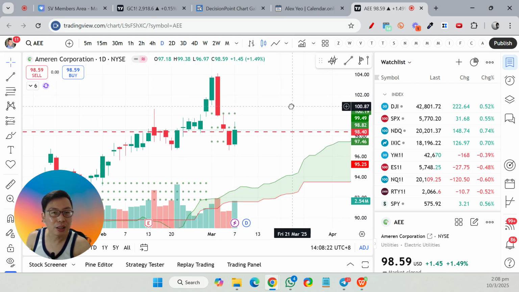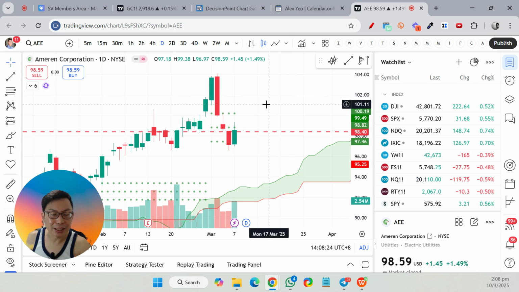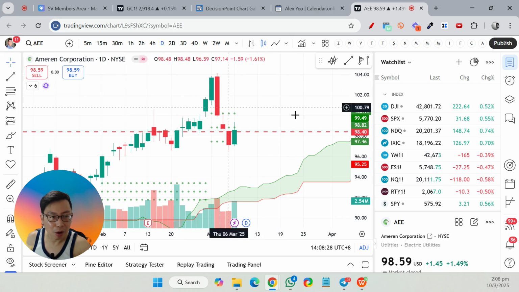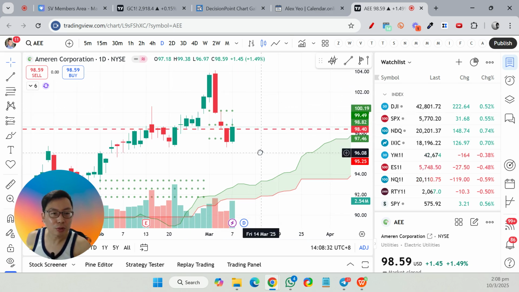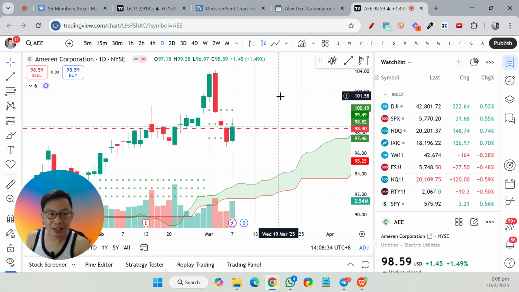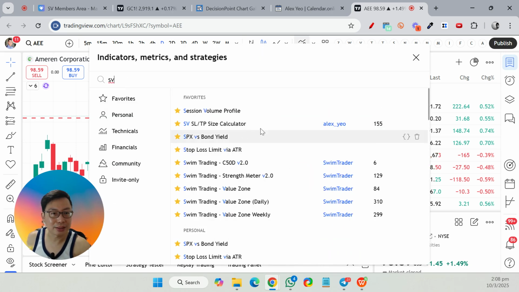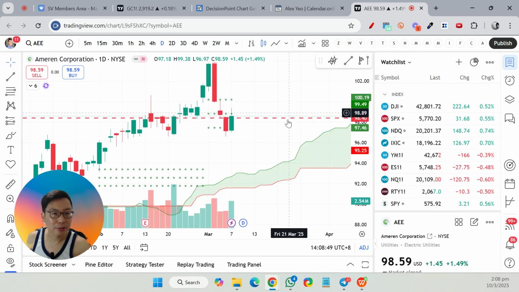So the only long opportunity that I am considering is AEE and also the S&P, if you want to go long. If you want to enter, you might want to consider putting your stop loss a little bit wider at this period of time. For example, this is the SVSLTP size calculator over there.